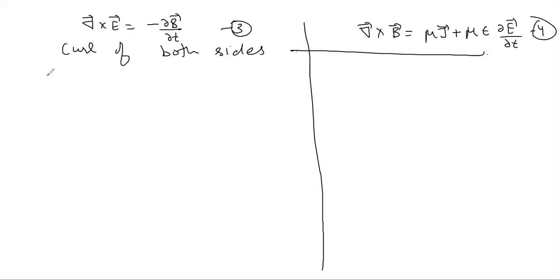And similarly in this case also. What you will get is del cross E is equal to minus curly by curly T del cross B. I have taken del inside because time and space are independent coordinates. Similarly, you can do the same for the fourth equation also.